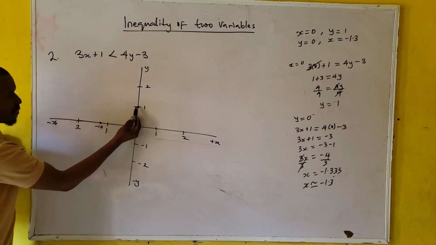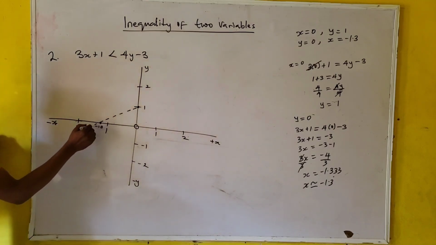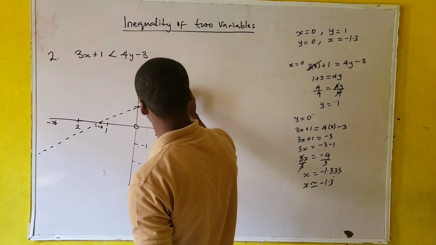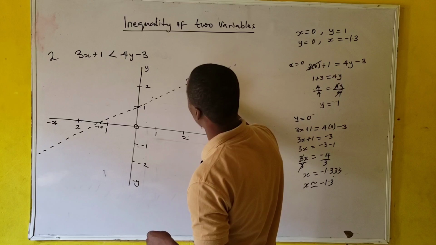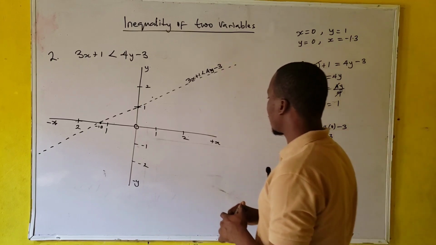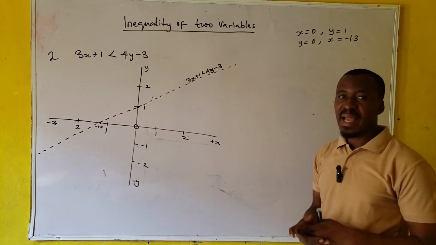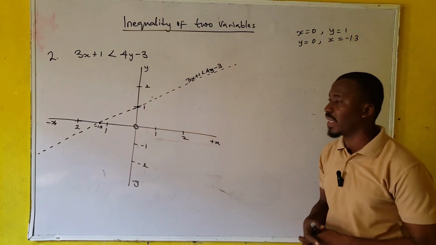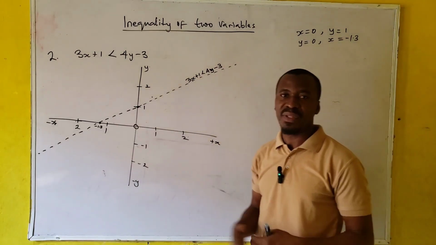So these 2 points now will be joined together by a dotted line. So we have our dotted line already. So this dotted line is our 3s plus 1 less than 4y minus 3. So we still need to go and solve to find out where satisfy this inequality. Like I said previously, you can pick any point to use and find where we satisfy the inequality. You can pick the point 0, 0, you can pick any other point from either of the region.